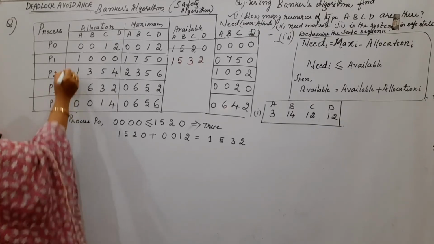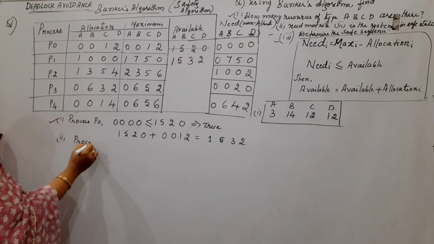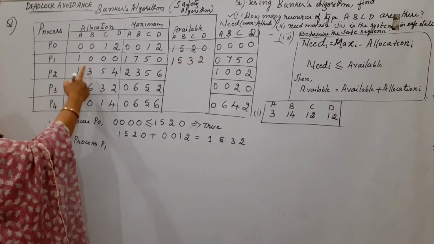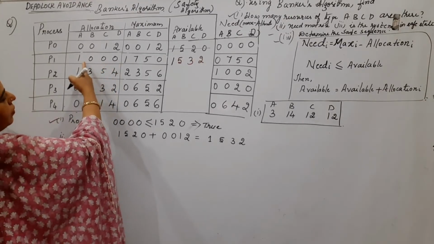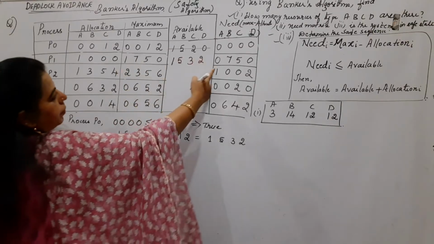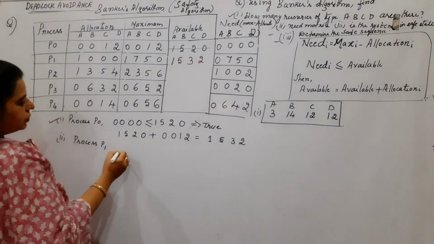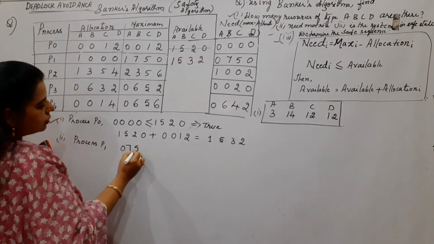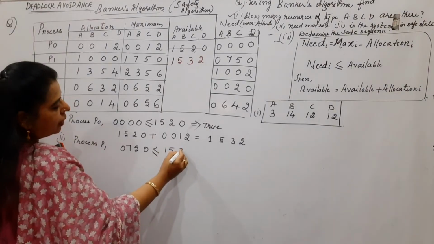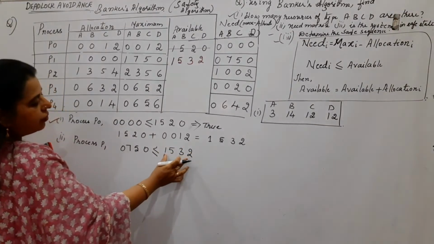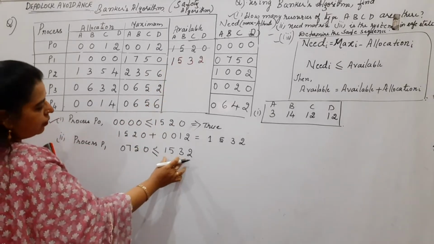Now let us check with process P1. Process P1, what is the allocated value? Process P1 has allocated 1 0 0 0, and what is the need? 0 7 5 0. So we have to check whether 0 7 5 0 is less than or equal to the updated value of available, because this is the current value for available now. We have to check with the current value of the available.